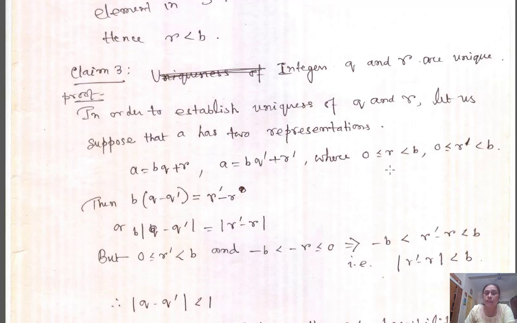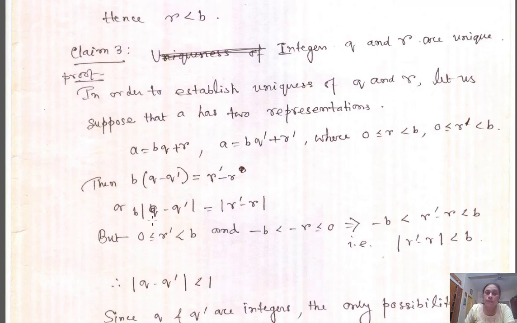This R prime also lies between 0 and B. So if you take R prime minus R, this will be equal to B times (Q minus Q prime), or B times the absolute value of Q minus Q prime equals the absolute value of R prime minus R. We have taken B to be greater than or equal to 1.